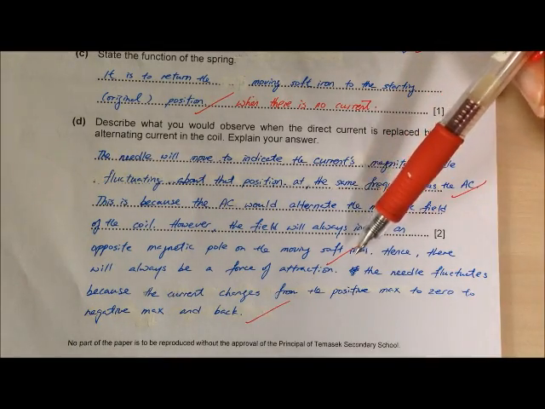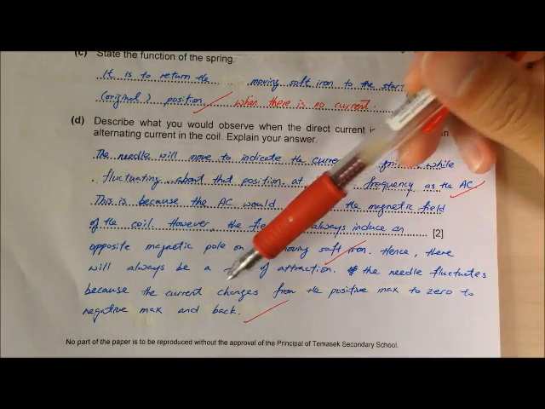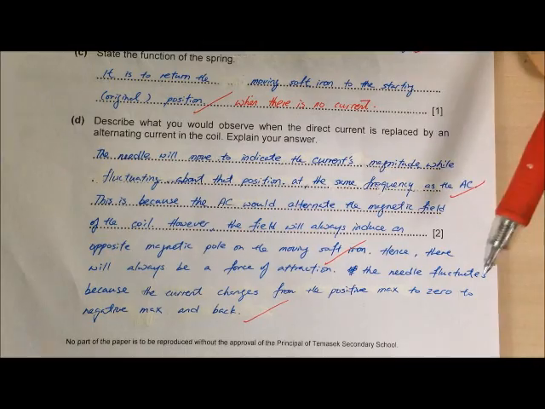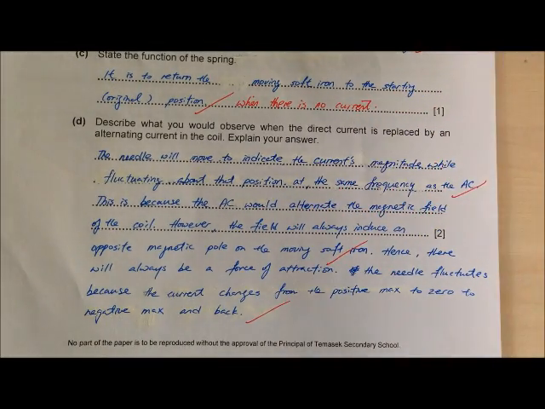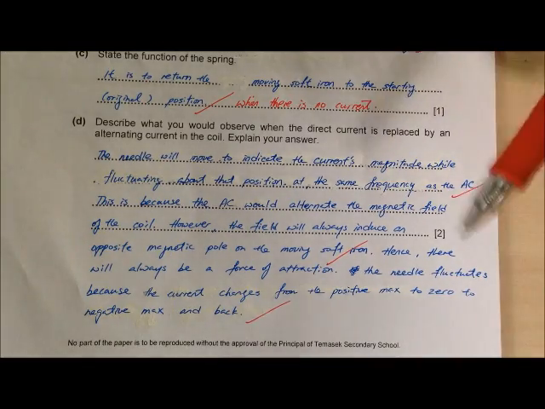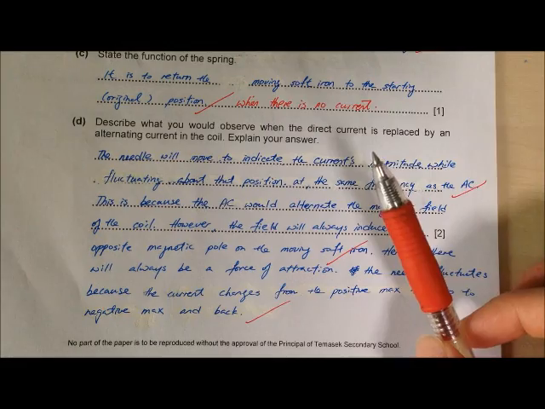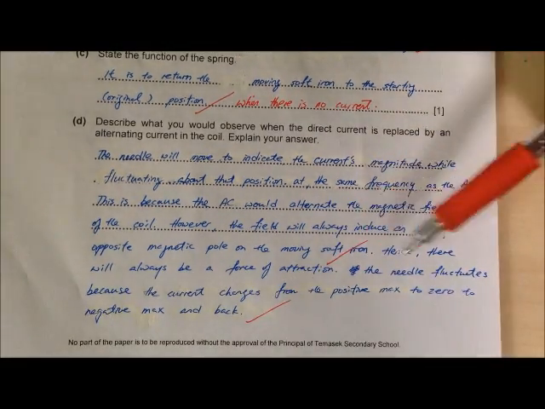Then after that, you have to explain why the fluctuation. So continue: the needle fluctuates because the current changes from the positive maximum to 0 and to negative maximum and back. So with just a short explanation, you have already explained why the needle will be moving around. This is just 2 points, so you do not want to spend too much time explaining in detail.